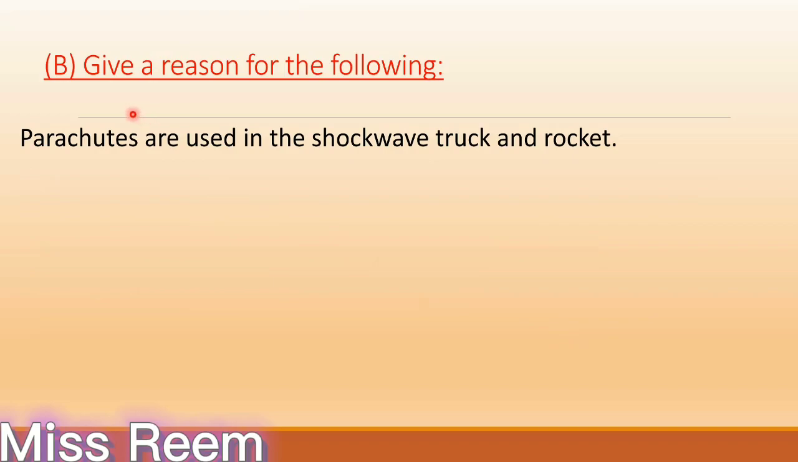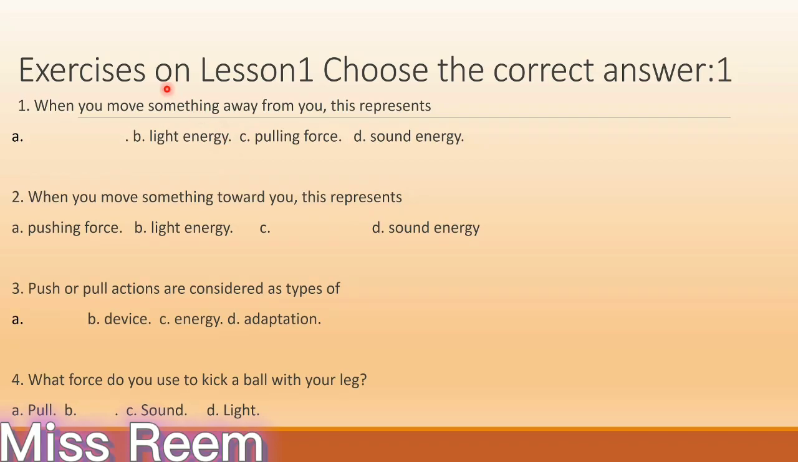Now let's give a reason for the following. Parachutes are used in the shockwave truck and rocket. Why do you think we use parachutes? Answer is to stop their movement. Now let's choose the correct answer from the following.